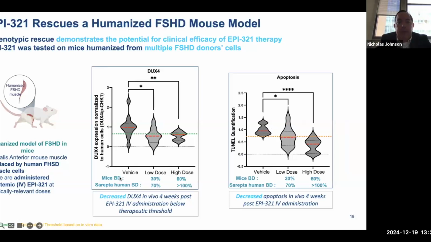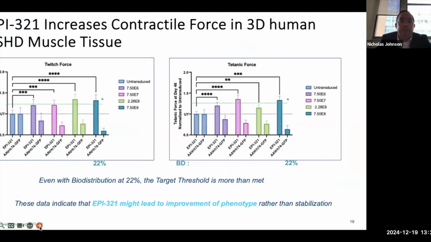And what you can see, looking at no treatment, a low treatment, and then a higher treatment, is a reduction in DUX4 the way we would want to see it, about 50% or higher, about 60% here. And then same thing looking at that measure of cell death, again getting better as you go up to the higher dose. So again, all promising that this has potential to treat the root cause of the disease.